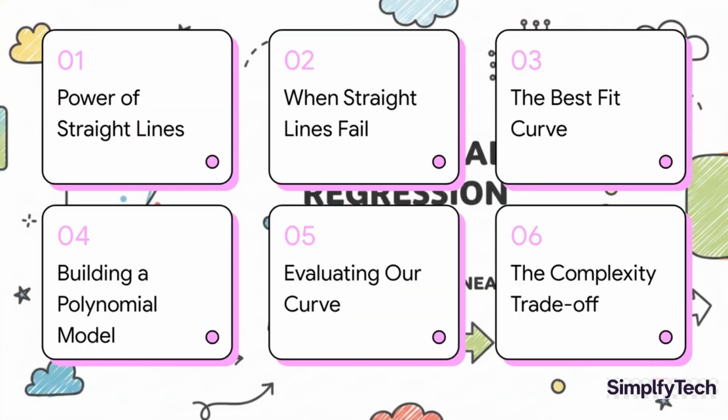All right, here's the game plan. We're going to start with the basics, the power of straight lines with linear regression. Then we'll see exactly where that approach starts to break down. From there, we'll build our way up to creating a much more flexible, curved model, figure out if it's any good, and finally, talk about the really important trade-offs that come with all this new power.